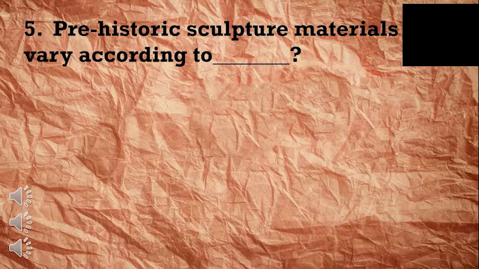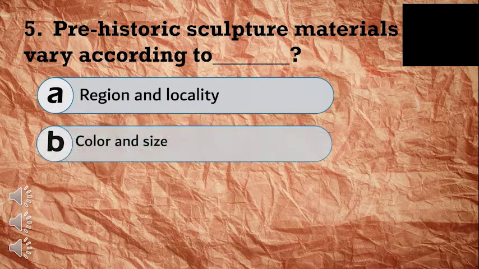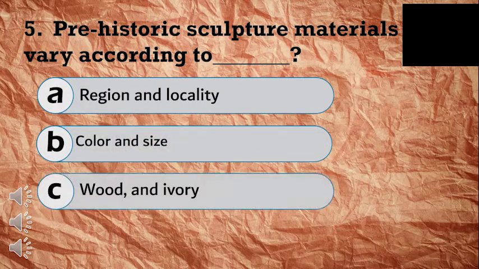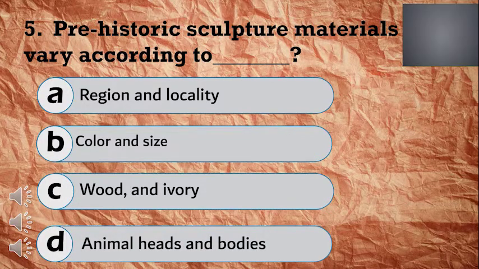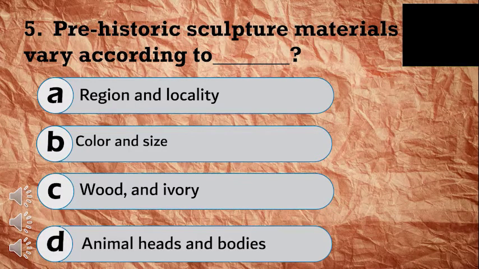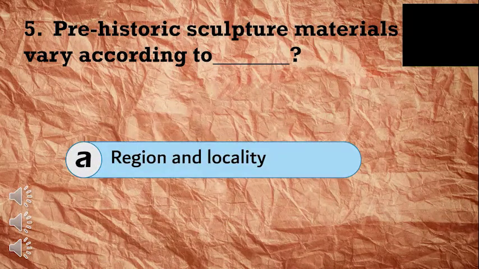Number 5. Prehistoric sculpture materials vary according to A. Region and locality. B. Color and size. C. Wood and ivory. D. Animal heads and bodies. The correct answer is letter A. Region and locality. How many correct answers did you get?